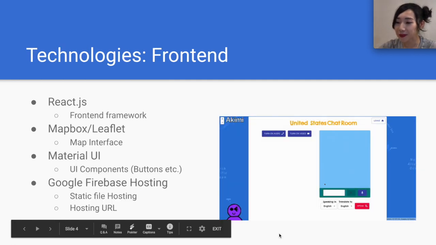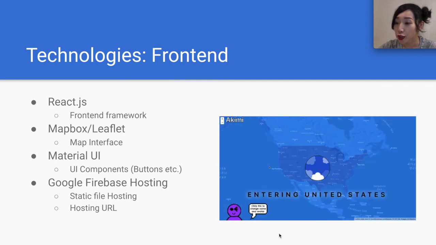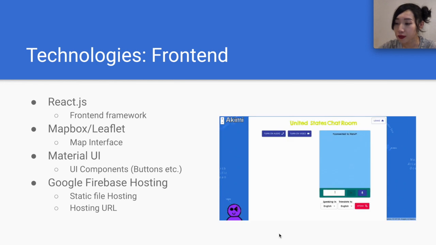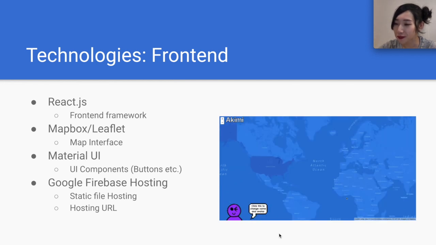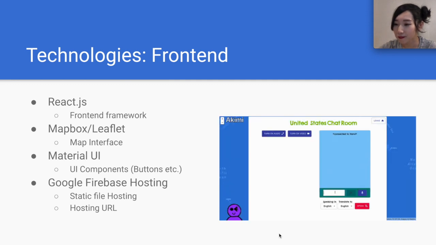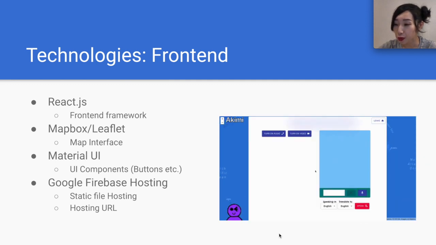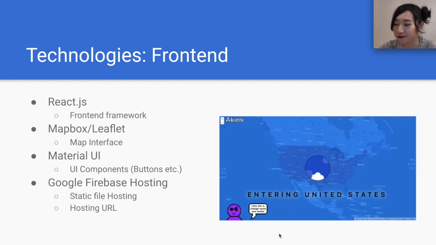I'd like to briefly go over the technologies I used for this application. For the front end, I chose React for my front-end web framework. I used Mapbox and Leaflet to create the world map interface. I used Material UI for UI components. And finally, I used Google Firebase to host the static content and also get a hosting URL.